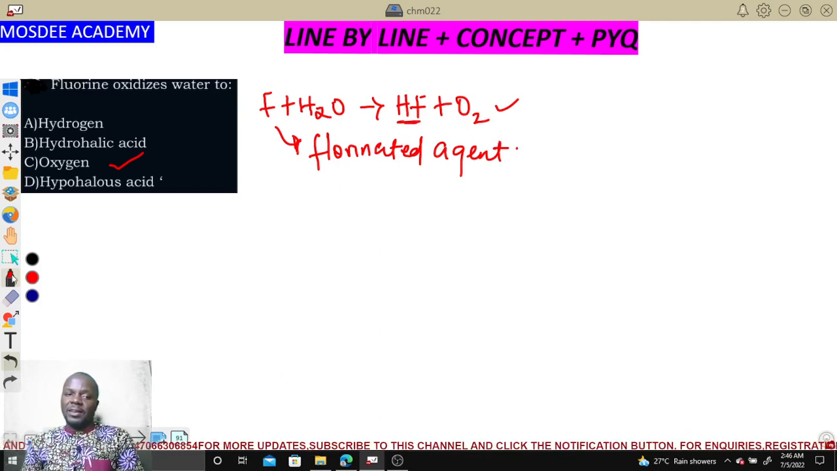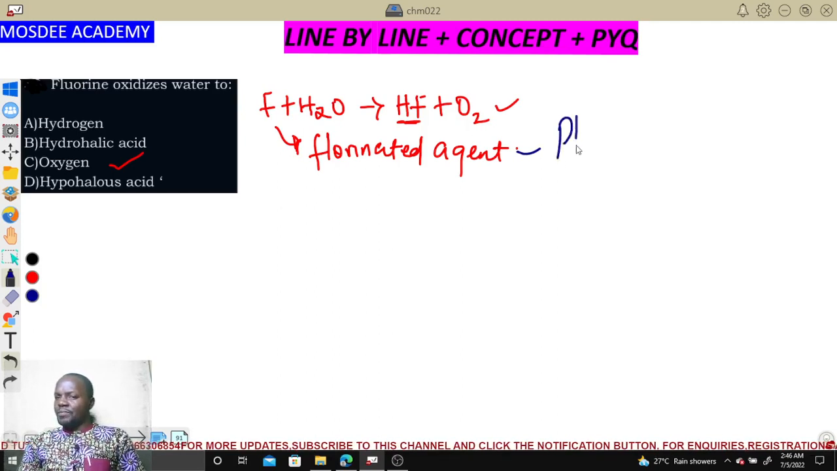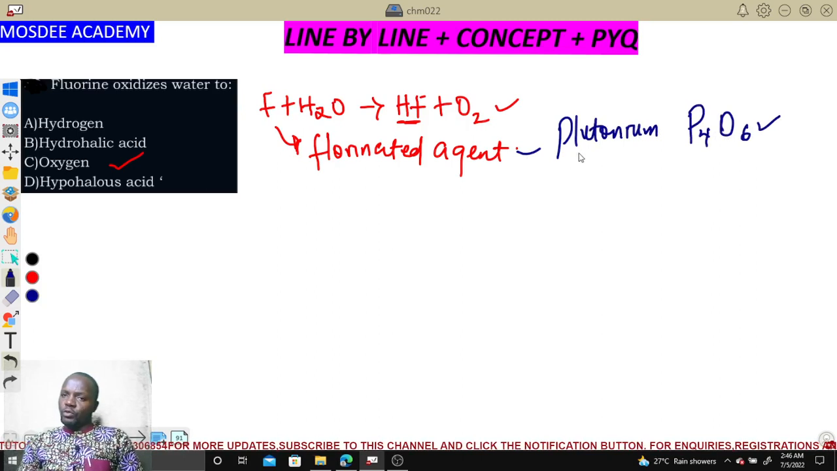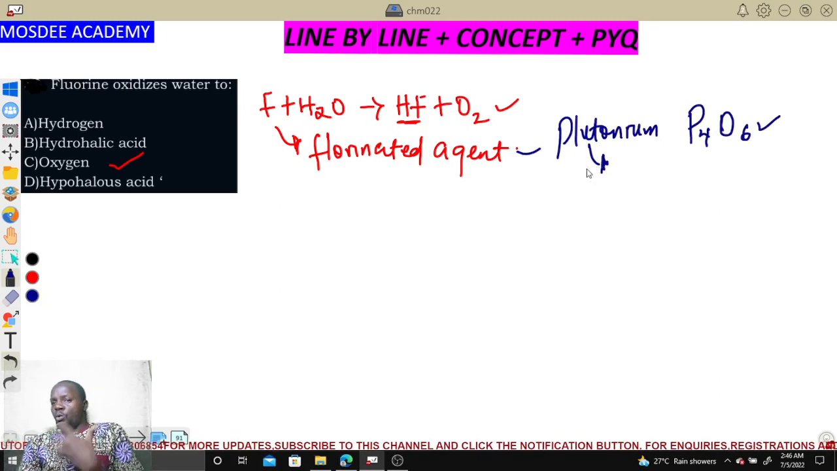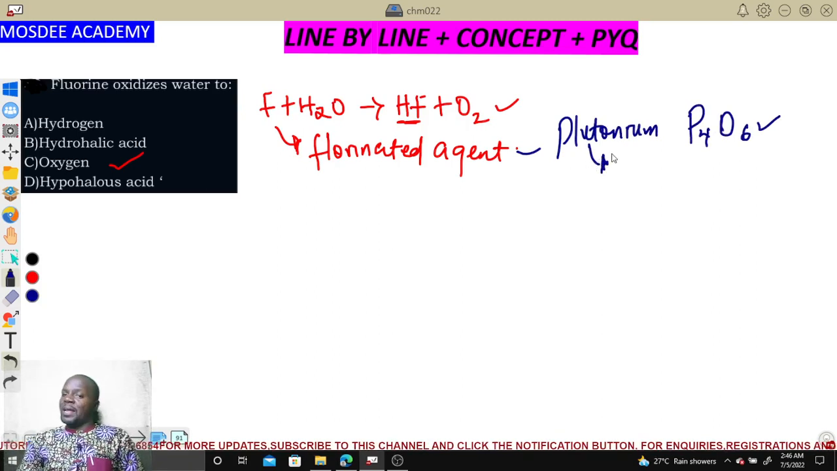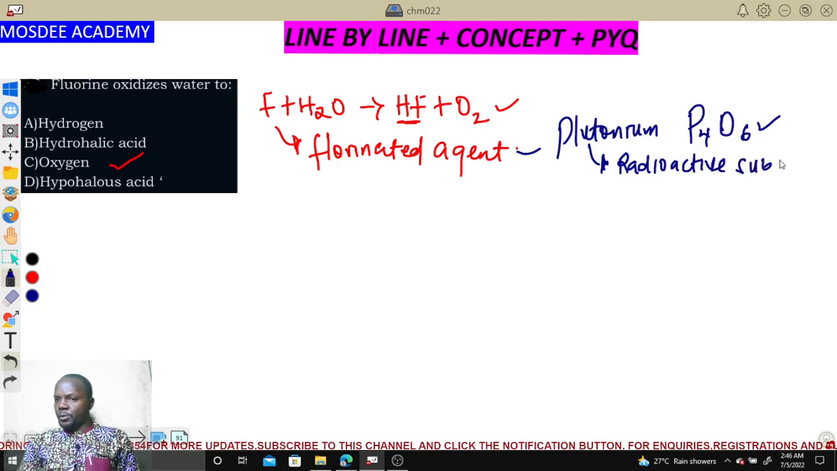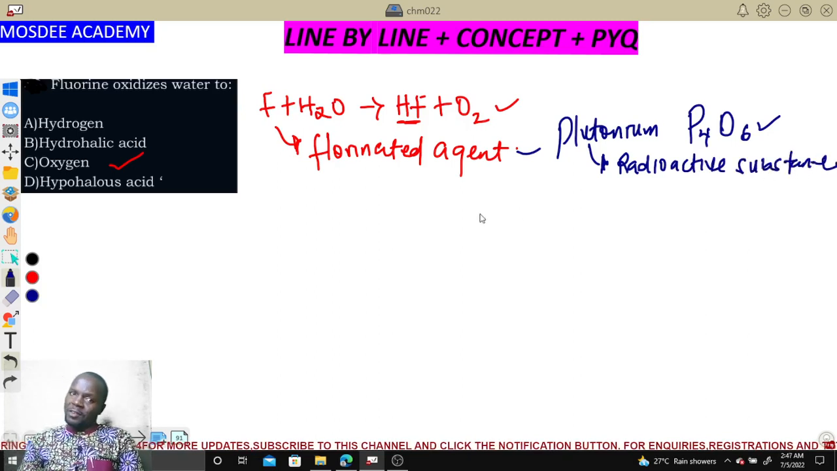In fact, one of the reasons we use fluorine is as a fluorinating agent for plutonium. Yes, we use fluorine to fluorinate, to remove plutonium from a mixture of other radioactive substances. So that is an important point you can keep in mind. This is for all levels, and that is why I'm taking all line by line concepts. So that is the answer to that.